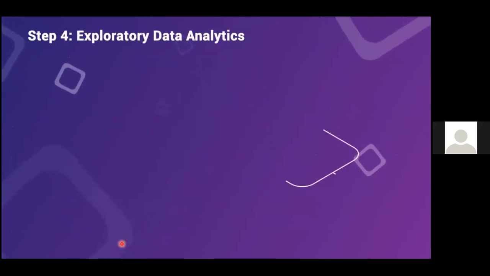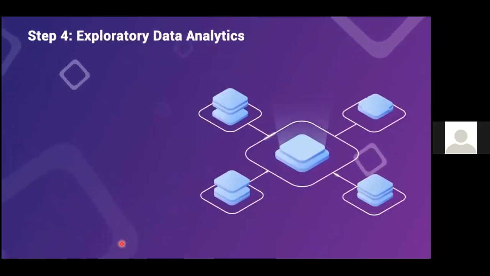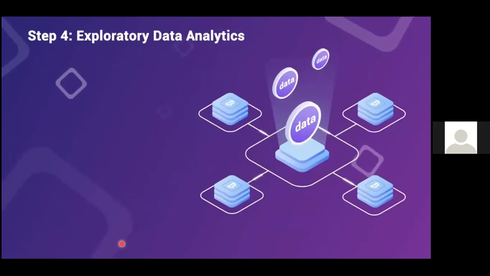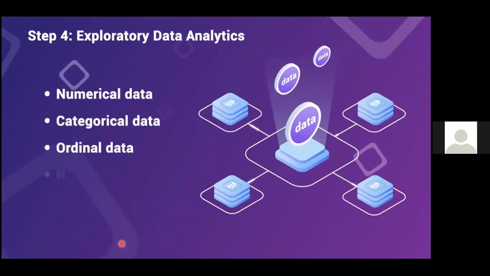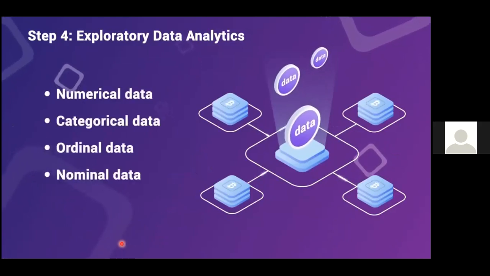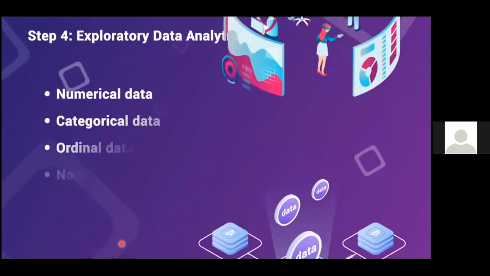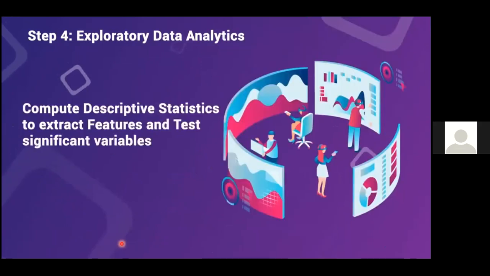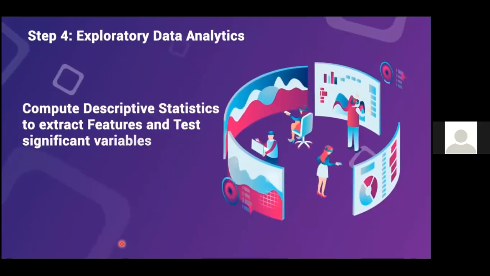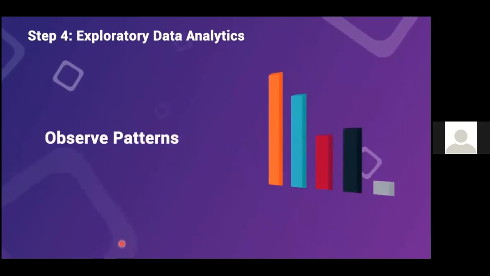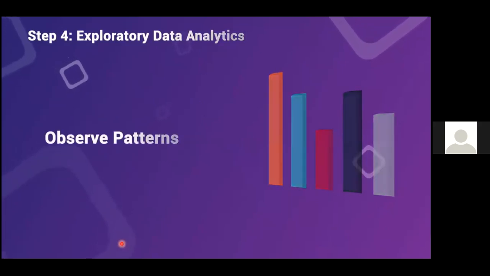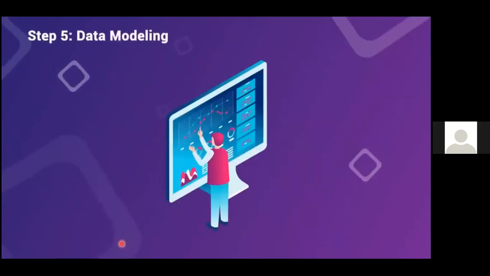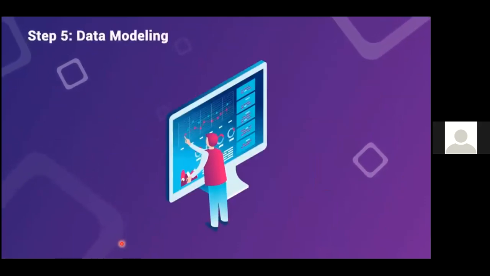Step 4. Exploratory data analytics. First of all, you will need to inspect the data and its properties. Different data types like numerical data, categorical data, ordinal data and nominal data, etc. require different treatments. The next step is to compute descriptive statistics to extract features and test significant variables. You'll have to look at some of the most interesting patterns that can help explain why sales are reduced for this group.